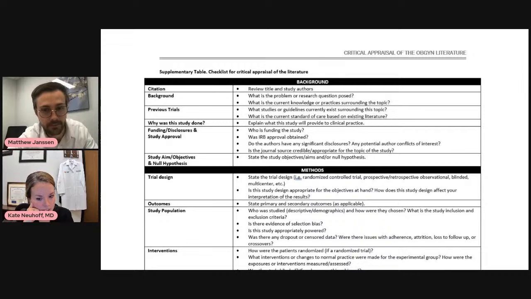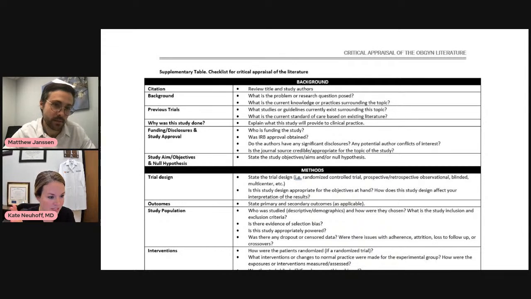Well, Matt, I do have a question for you. So let's say I've agreed to review a paper, but I am not a statistician. So how do you approach it if you read a paper and you just really don't understand what the stats are saying? Yeah, I think that's a great point.